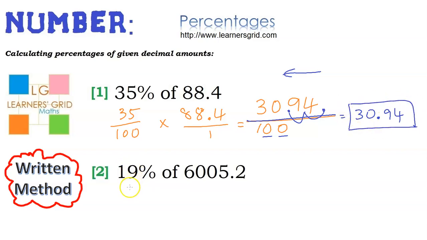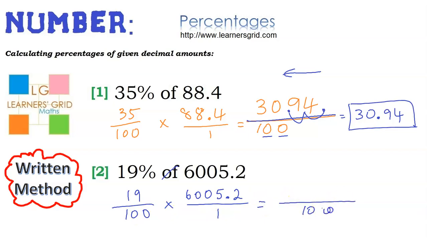Let's have a look at the second one. So 19% becomes 19 over 100 as a fraction. The "of" means to multiply. And then we just take this amount here, 6005.2, and put it over 1. And now 100 times 1. 100 times 1 is 100.